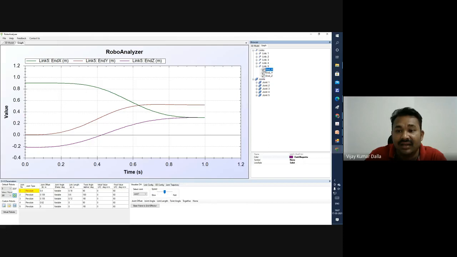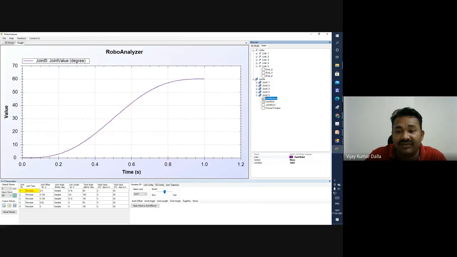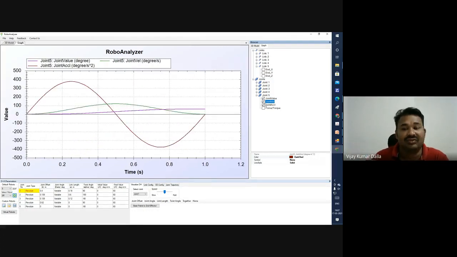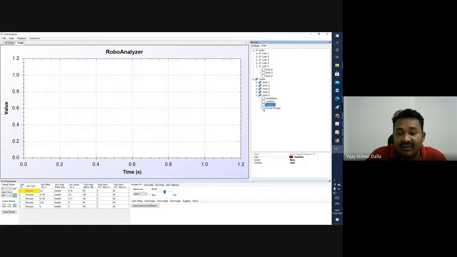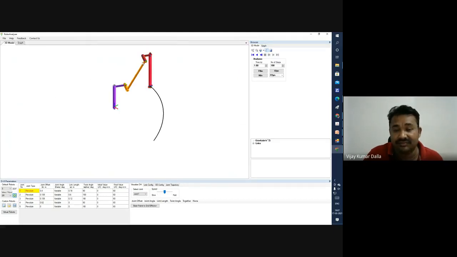Okay. If you want to visualize joint values, in this way we can visualize. Okay. What about if you click force or torque? Okay, so what is it saying? Simulation data doesn't exist, because we are dealing only with kinematics. Okay. Now coming to the 3D model. In this way, we can visualize the motion of a robot.